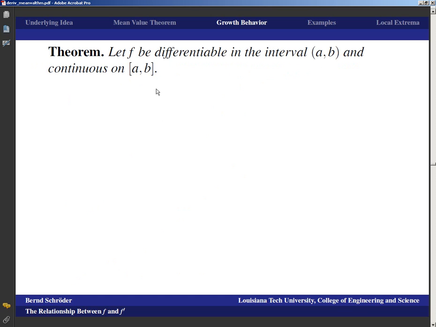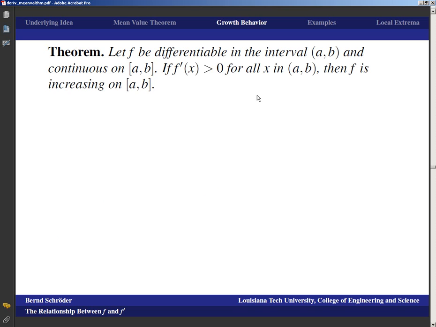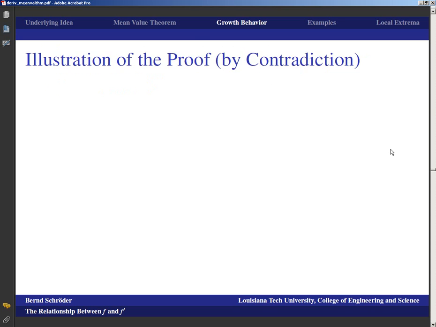Remember that it's this standard technical hypothesis that really can only be fully justified in detail in an advanced calculus class, but it is the right hypothesis. If the derivative is greater than 0 for every x in the interval ab, then the function must be increasing on the closed interval ab. And, well, how do you prove that?